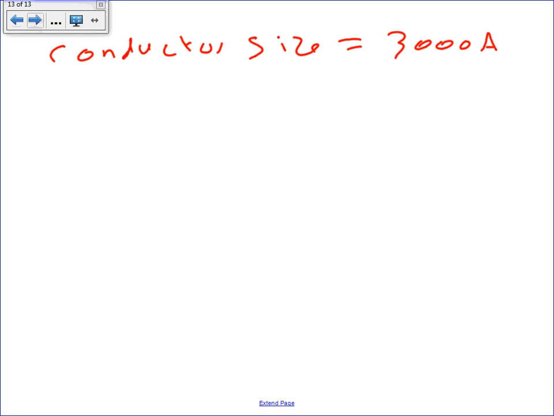So here's my 3,000 amp. I don't know about you guys, there is no conductor in 310.16 that can carry this. So what do I need to do? I need to parallel. So the best thing to parallel for this one is, how about 10 runs? Why 10 runs? 10 runs will give me 300 amps.